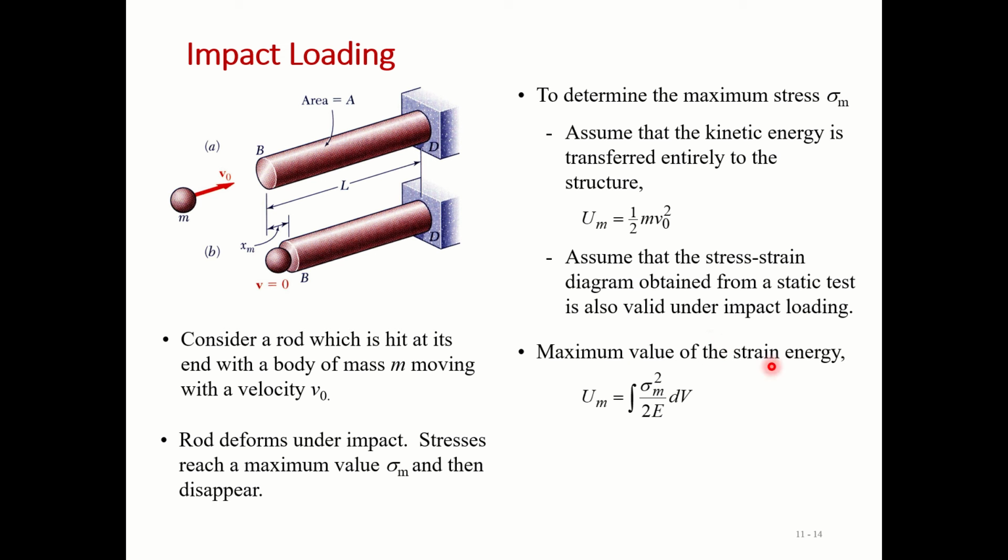So the maximum value of the strain energy for static loading, for the P over A, for the P that we have discussed earlier in the strain energy concepts. So this relation was extracted from that portion. For the case of a uniform rod, this relation reduces to this one, sigma m squared times V over 2E.